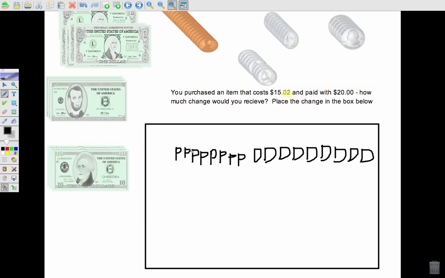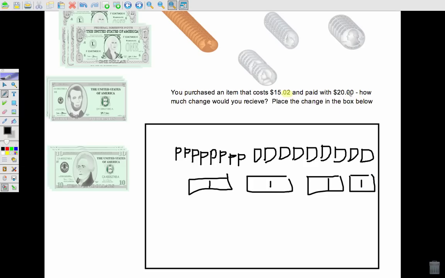What's the last thing that I count by? If you said dollar bills, you're correct. We're at $16. We want to go up to $20. So if I have one more dollar, that would give me $17. Another dollar gives me $18, another gives me $19, and one more dollar would give me $20, which is what I want to stop at because that is how much money I gave the cashier.